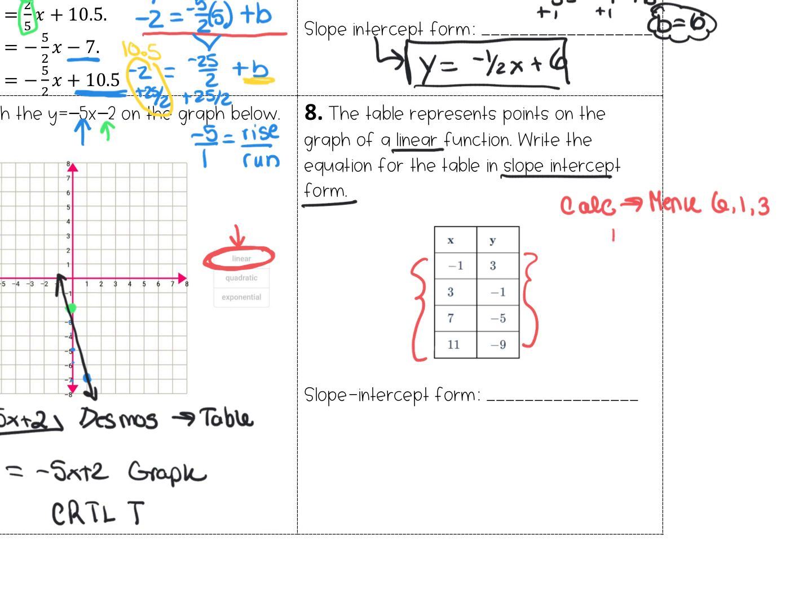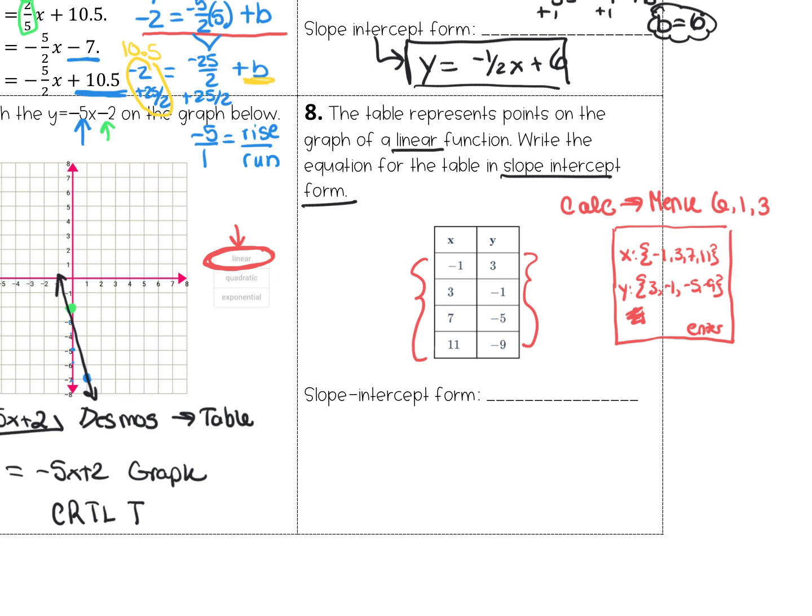Remember, when you do it on the calculator, this little window pops up. And then the x line, you have to put the little squiggly brackets, and then you would enter negative 1, comma 3, comma 7, comma 11. And then in the y column, you do the same thing in order, 3, comma negative 1, comma negative 5, comma negative 9. There's a little F1 right here. Make sure you delete it, and then just press enter. And it will spit out the answer to you.